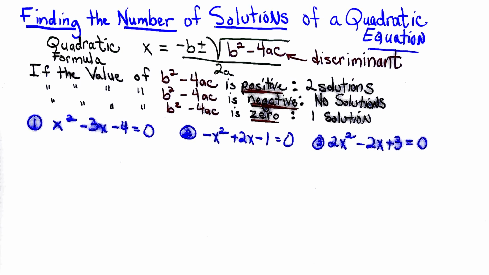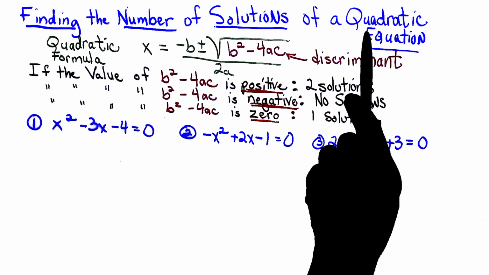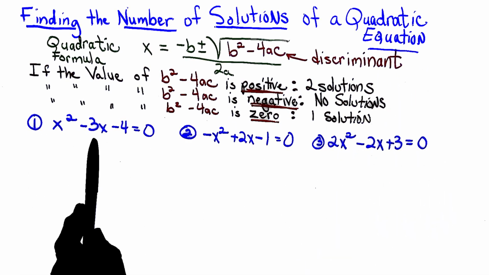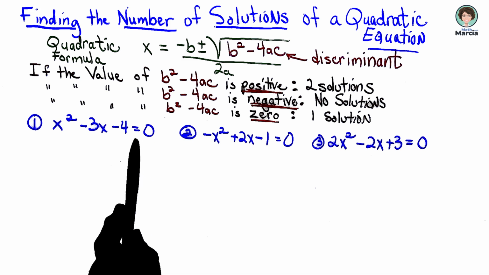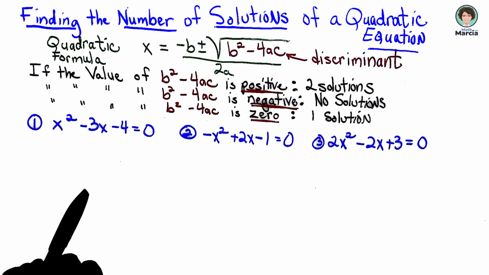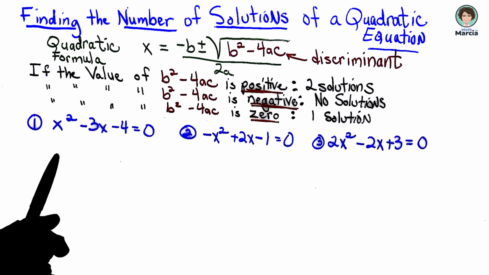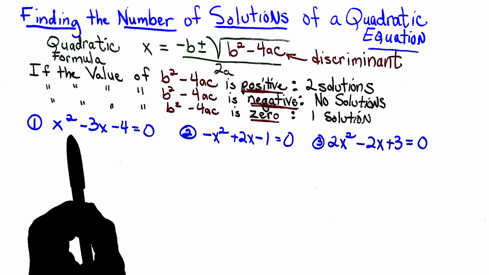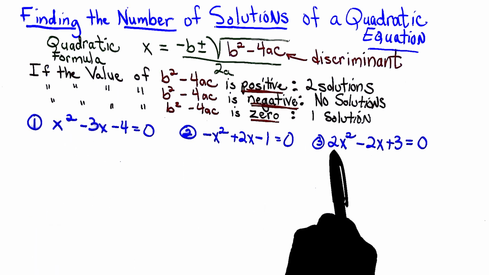In this lesson, we're going to be finding the number of solutions of a quadratic equation. So this is what a quadratic equation would look like. It must be equal to 0 when you're solving what we're going to be doing today. And notice, a quadratic has an exponent of 2. So we have an x squared, or we could have a 2x squared.